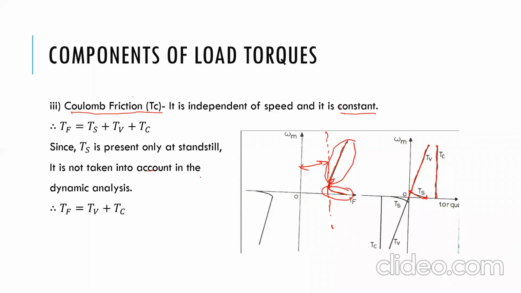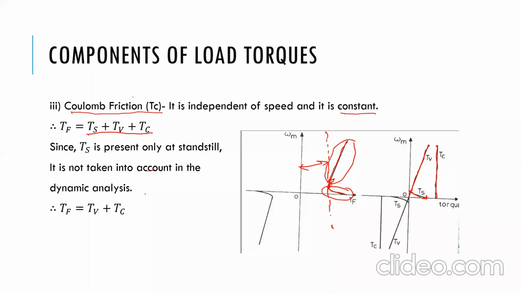So the friction TF is equal to TS plus TV plus TC. It is the addition of these three components. Since TS is present only at standstill, stiction is present only at standstill, it is not taken into account in the dynamic analysis.